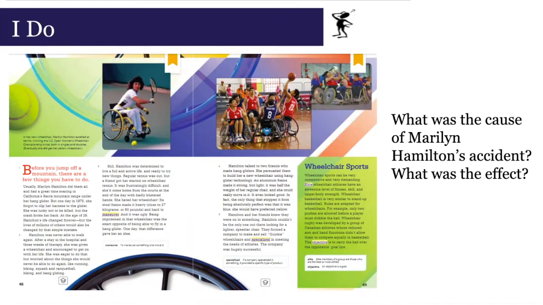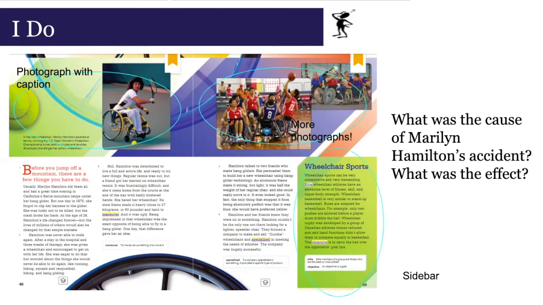I notice there are quite a few text features on these 2 pages. There's a photograph with a caption on page 48, and more photographs on page 49. The green section on page 49 is a sidebar. A sidebar is text that is separate from the main text on a page. It's often a shorter piece of information that is related to the main topic.